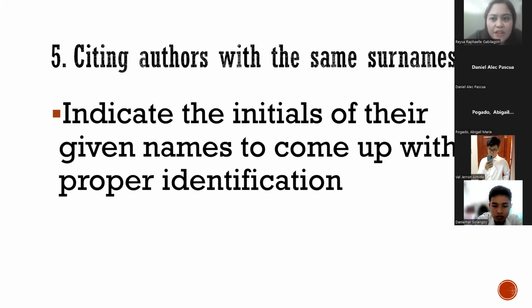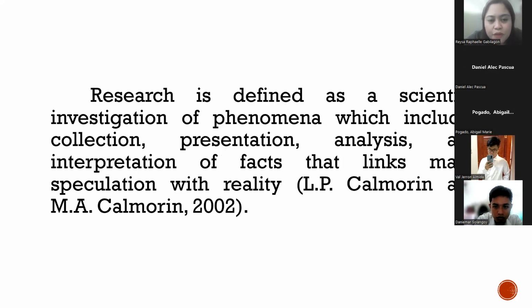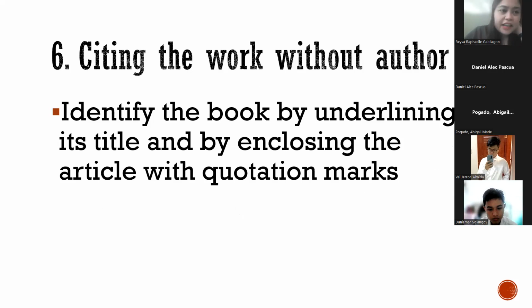Okay? Now, citing authors with the same surnames. So, paano, for example, if magkapatid yung author ng isang libro, how are we going to cite them? So, we have to do this. This is the time that we are going to include their initials. Okay? Sasalin na natin yung kanilang initials. So like this one, LP Calmorin and MA Calmorin, pareha sila ng surname, class. Just include the initials.